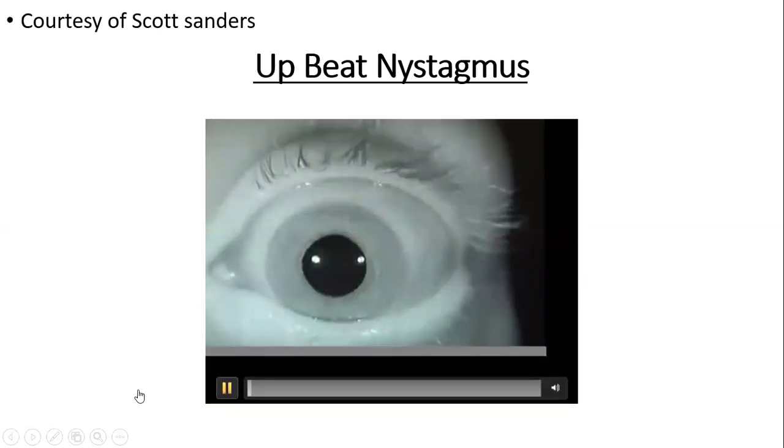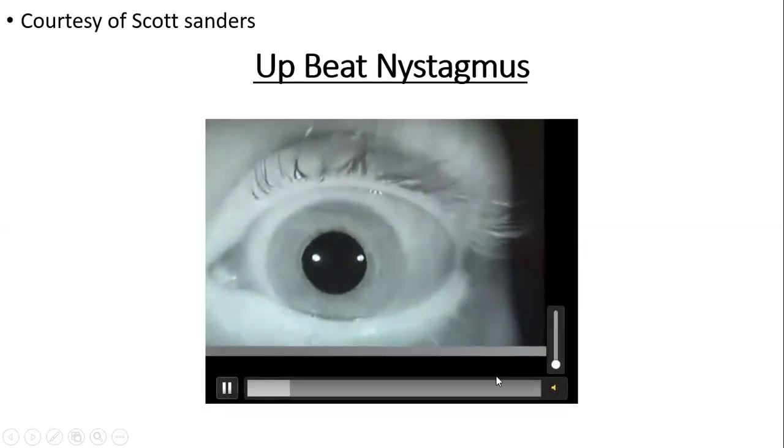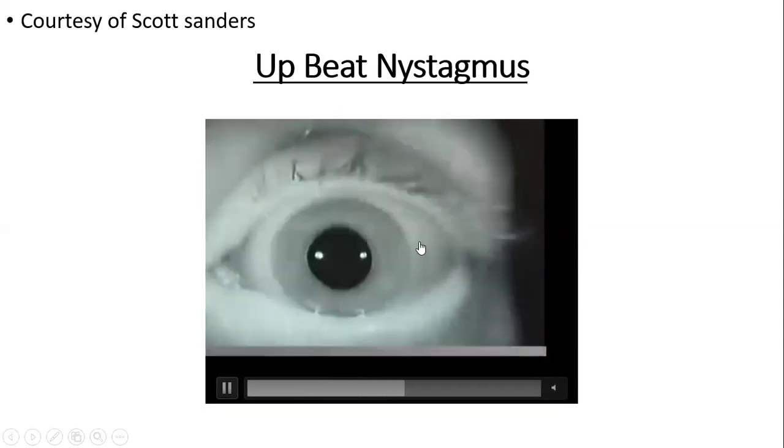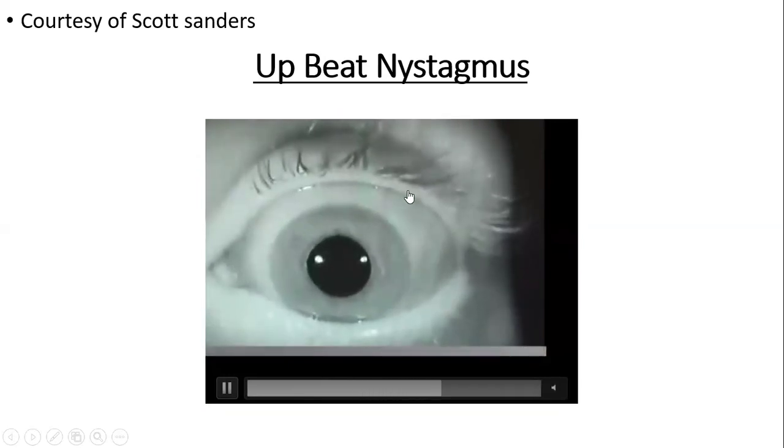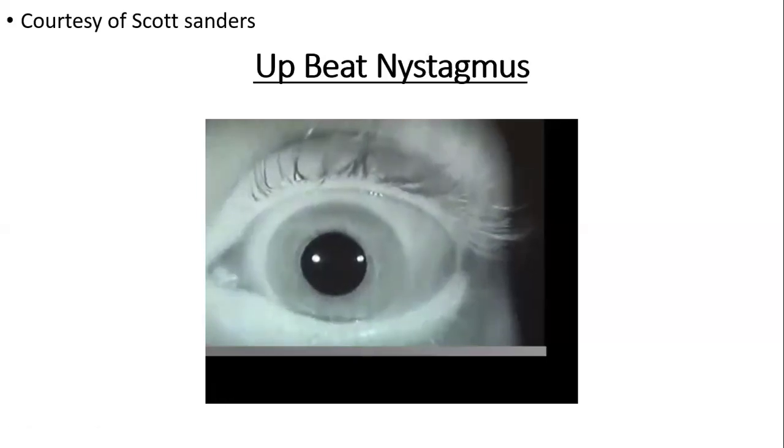This one, upbeat nystagmus. See the jerk, it is going up, then down. Fast phase, up. Upbeat nystagmus, fast phase, up. Then the slow phase, down. Up, the fast phase up and the slow phase down. Upbeat nystagmus.